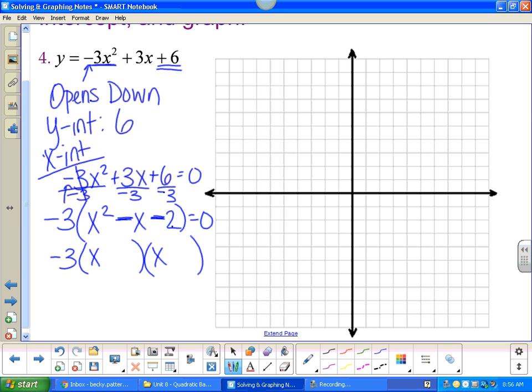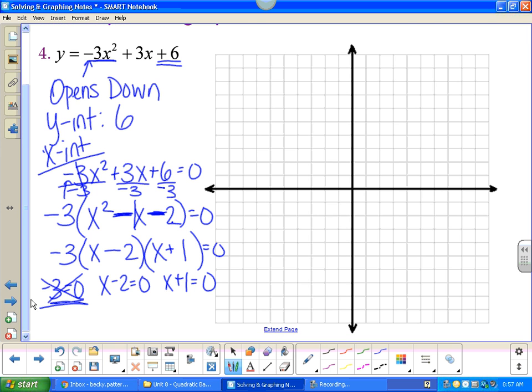Trinomial. Factors of 2 that subtract to give me a 1 are 2 and 1. Signs are different. Bigger number negative. Set all the parts equal to 0. This doesn't make sense because there are no x's in there, so we ignore it.